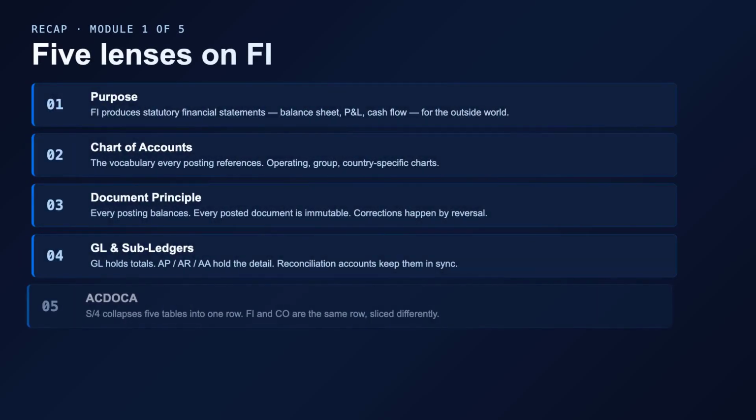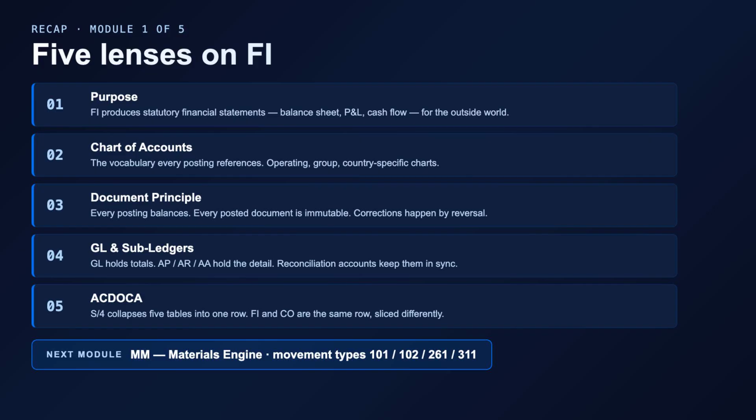Finance in 5 lenses. Purpose: produce the statutory financial statements. Chart of accounts: the vocabulary every posting references. Document principle: every posting balances. Every posted document is immutable. Corrections happen by reversal. GL and subledgers: totals in the GL, detail in AP, AR, and AA. And ACDOCA: finance and controlling are the same row, sliced differently.